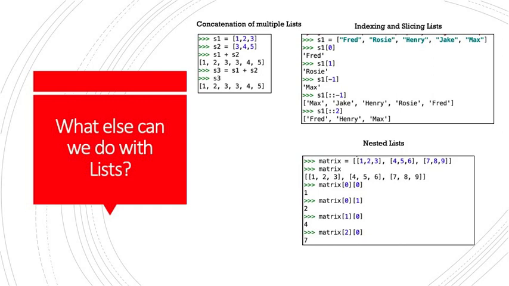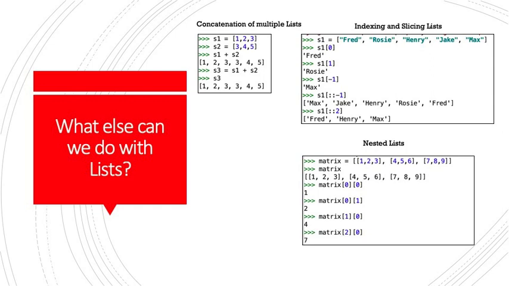Then on the upper right-hand side, I have indexing and slicing of lists, just like we use for strings, zero-based indexing. So the first element in the list is Fred. That's element 0 or index 0. So s1[0] brings back Fred. s1[1] brings back Rosie. And s1[-1] brings back the very last element in the list, Max.